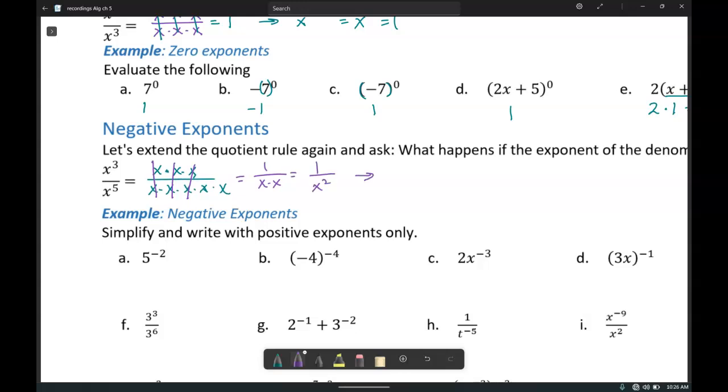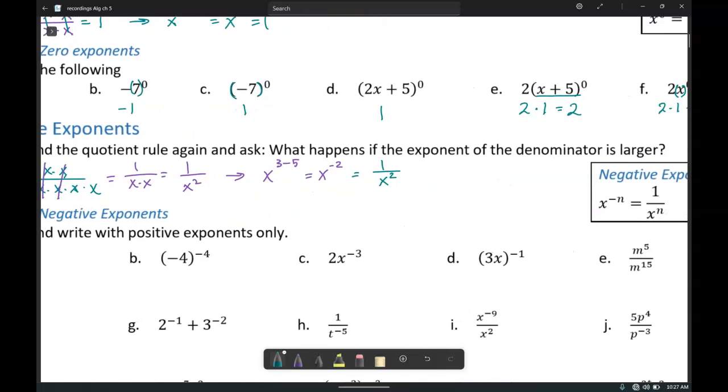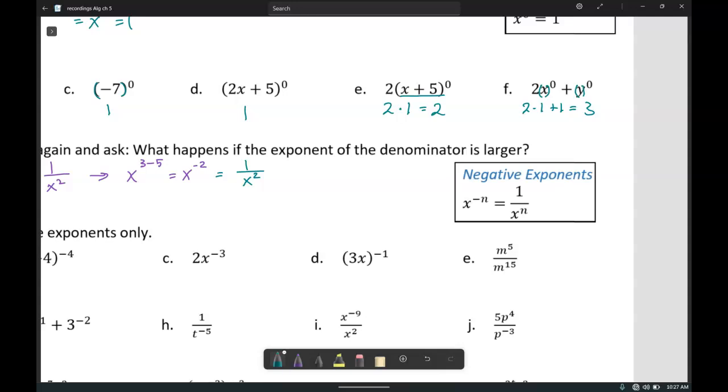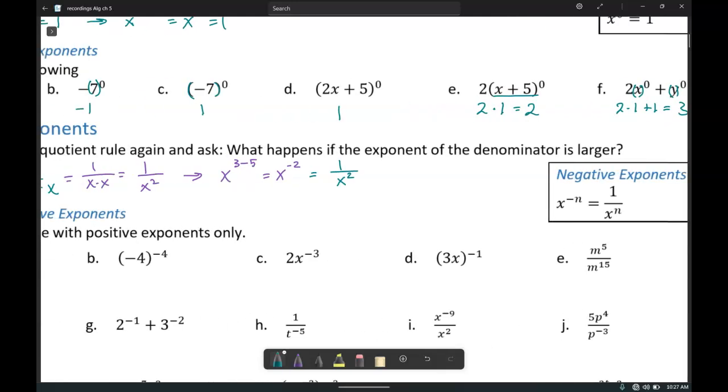Well, let's extend this to our quotient rule. Quotient rule says we can go ahead and subtract. So x to the third minus 5 equals x to the -2. So when we cancel it out, we get an x squared in the denominator, but when we do the subtraction, we get x to the -2. That's because a negative exponent is equal to its reciprocal. And we see that with our rule here. x to the -n equals 1 over x to the n. We can make the exponent positive by writing it in the denominator.